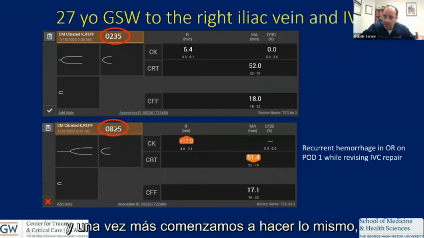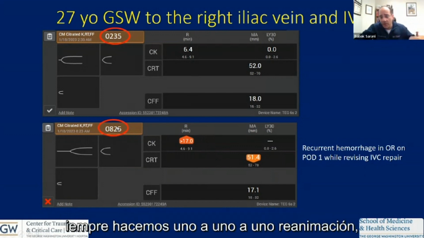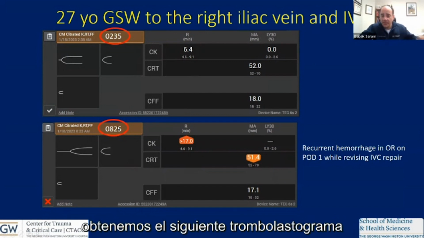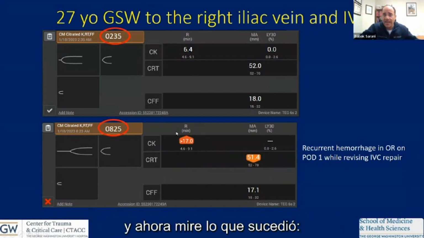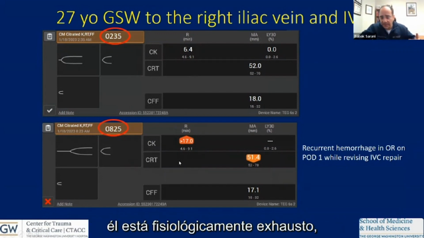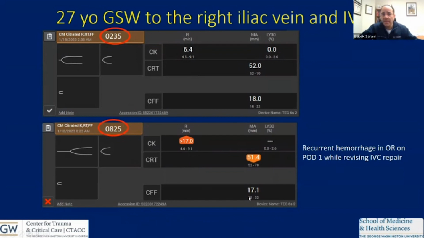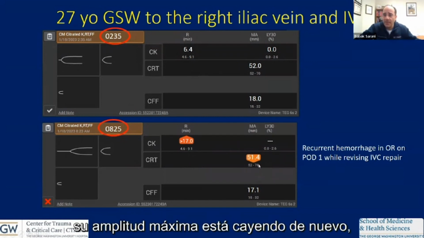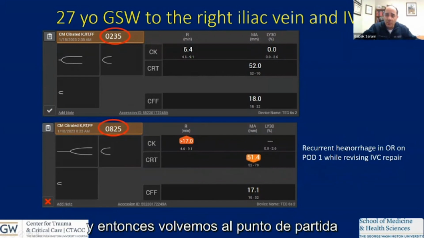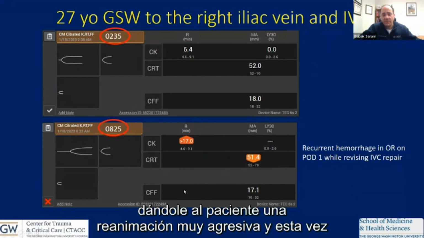And we, once again, start doing the same thing we always do, a 1-to-1 resuscitation. We get the next thromboelastogram. And now look at what's happened. He is physiologically exhausted. His R time is now 17 minutes long. Upper limit is 9. His CFF is dropping again. His maximum amplitude is dropping again. And so we're back to square one, giving the person a very aggressive resuscitation.